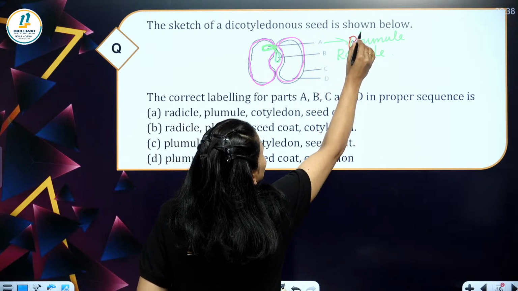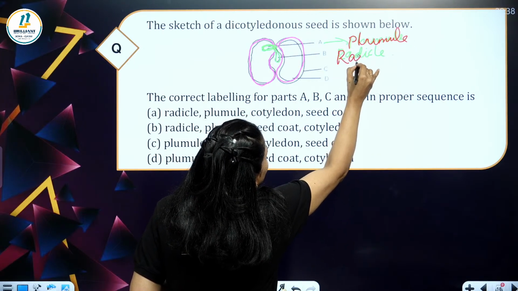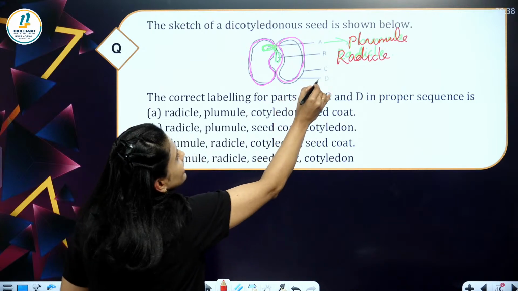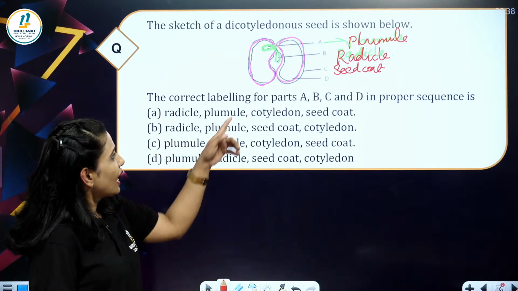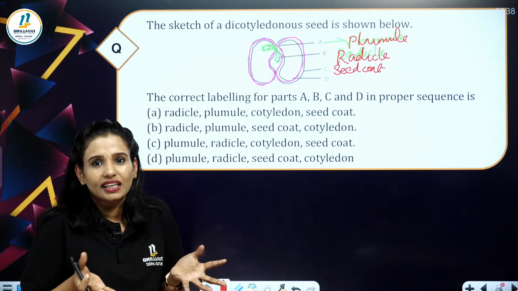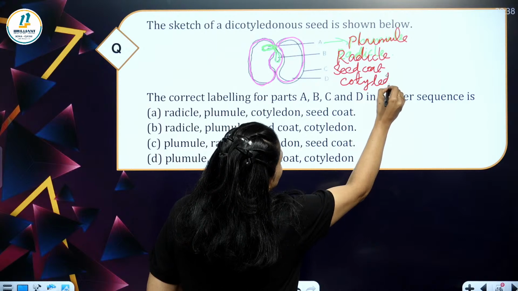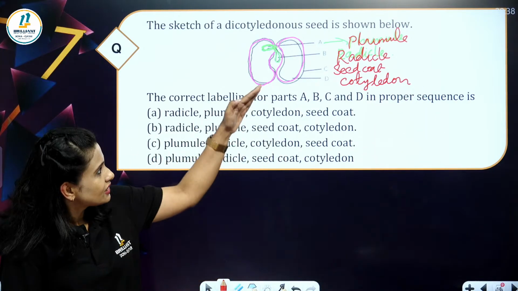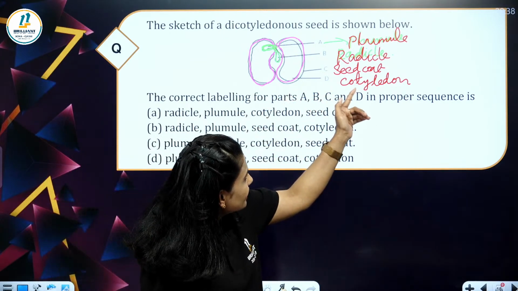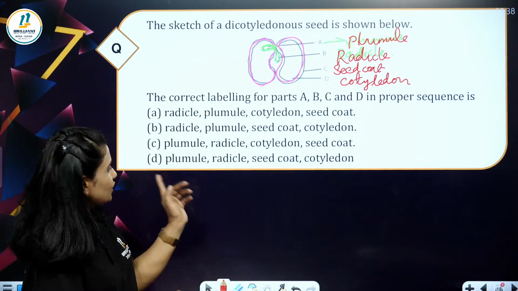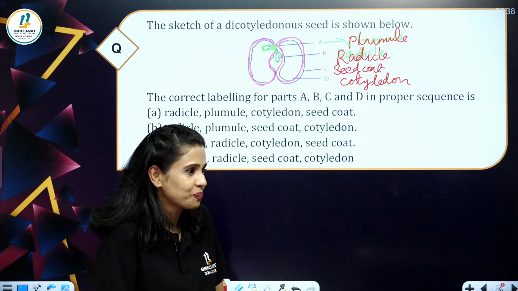I will label it in red so that you can see it clearly. Plumule, radicle, and see here, seed coat. And what is this D? It is the cotyledon. So the order A, B, C and D is plumule, radicle, seed coat and cotyledon. So which option is in the correct order here?